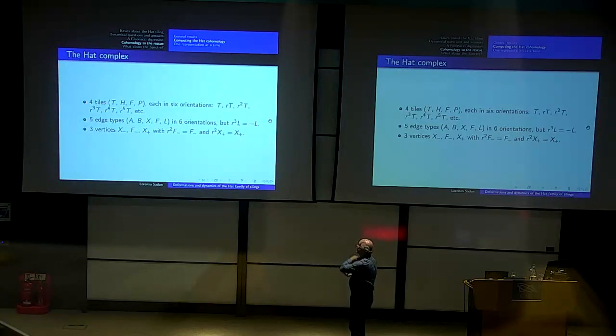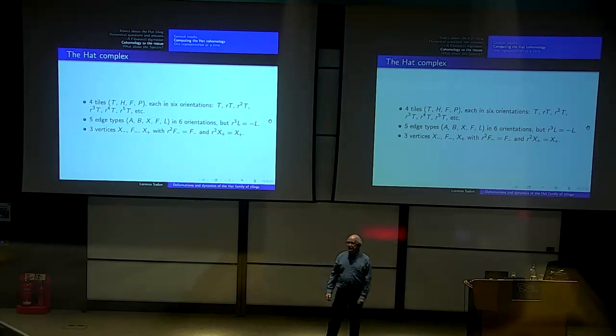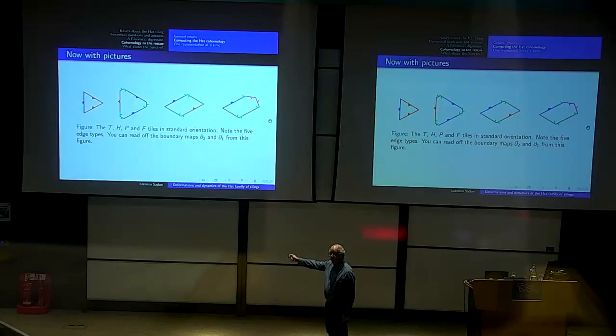And then you have 3 vertices that you work out. X minus means the back end of an X, F minus means the back end of an F, X plus means the front end of an X. And those have some relations. And you can work out the boundary maps. So if you want to know what is the boundary of this guy, this is an A tile. The convention is that an edge, standard orientation for an edge is pointing up with the markings on the left.